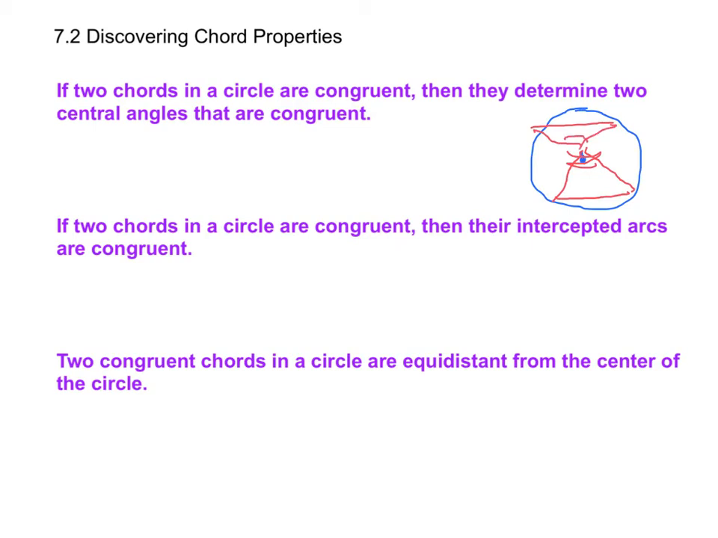And then our next one says that if two chords in the circle are congruent, then their intercepted arcs are congruent. So this means that this arc of this chord is equal to this arc of this chord. And then our last conjecture here says that two congruent chords in the circle are equidistant from the center of the circle. So that basically means that this distance is equal to this distance.